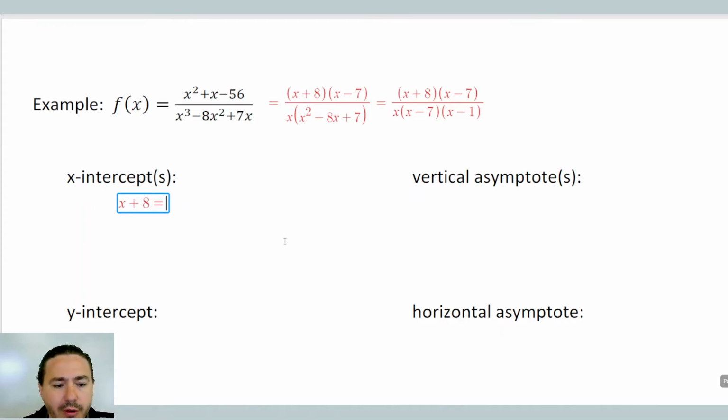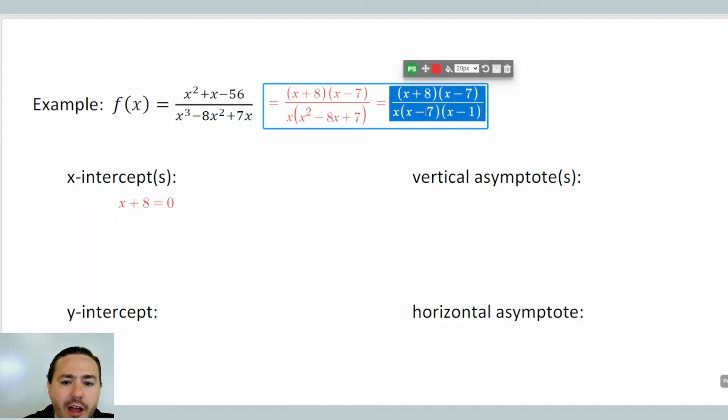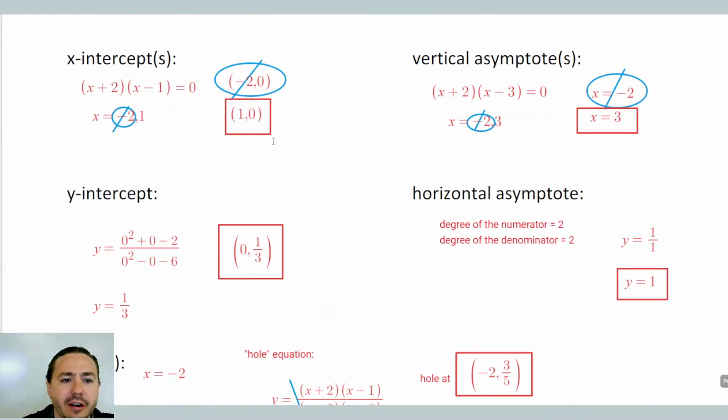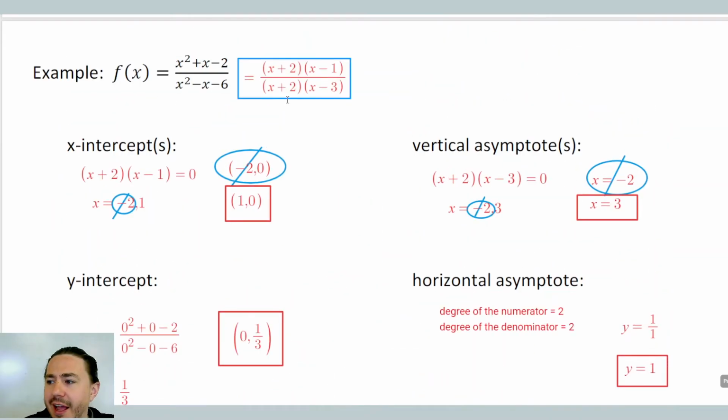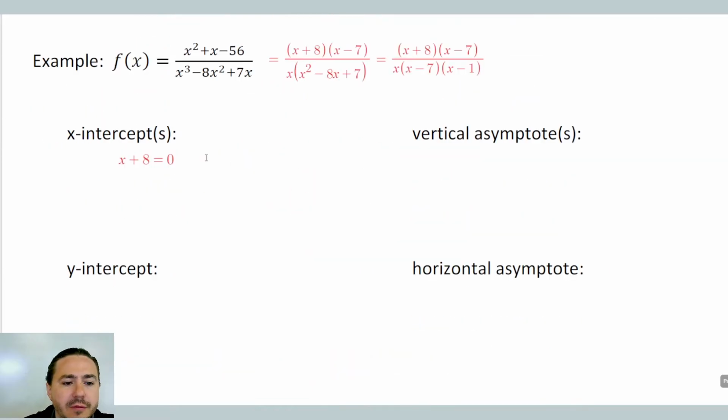On the last problem, I went ahead and just solved the whole thing, but I want you to be on the lookout for these holes so that you don't have to do any extra work. Like up here, if I had noticed that I had x plus 2 over x plus 2, I could have just skipped setting x plus 2 equal to 0 because I know there's going to be a hole there anyway. So I've got an x-intercept at x equals negative 8.